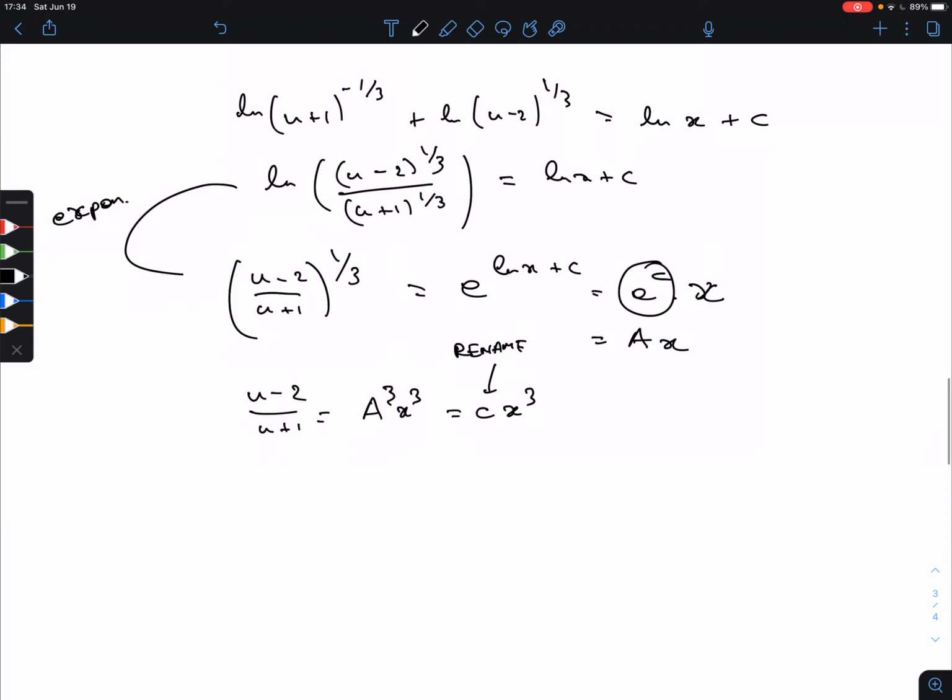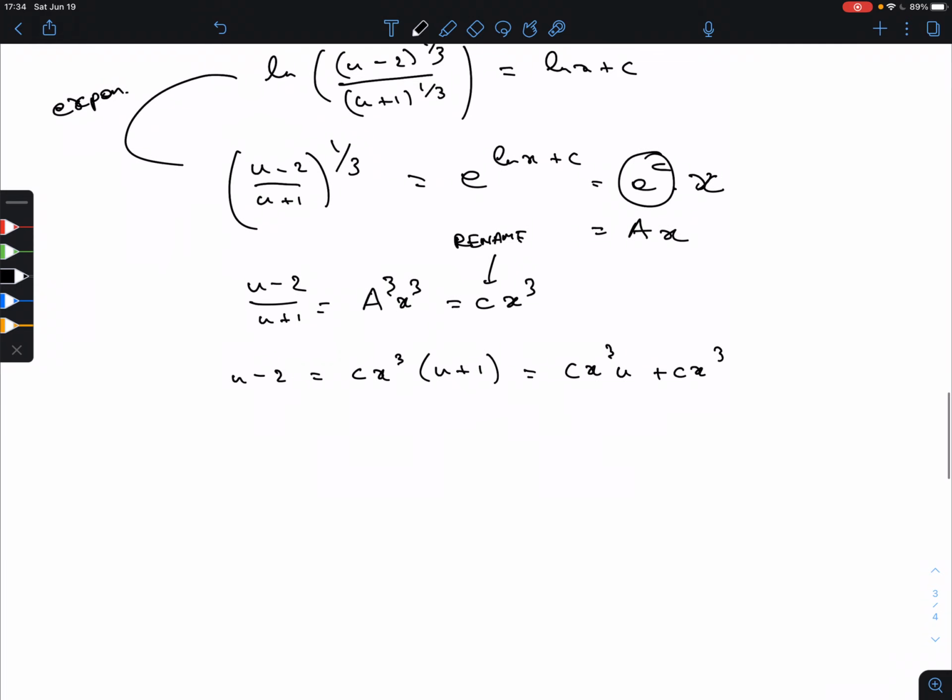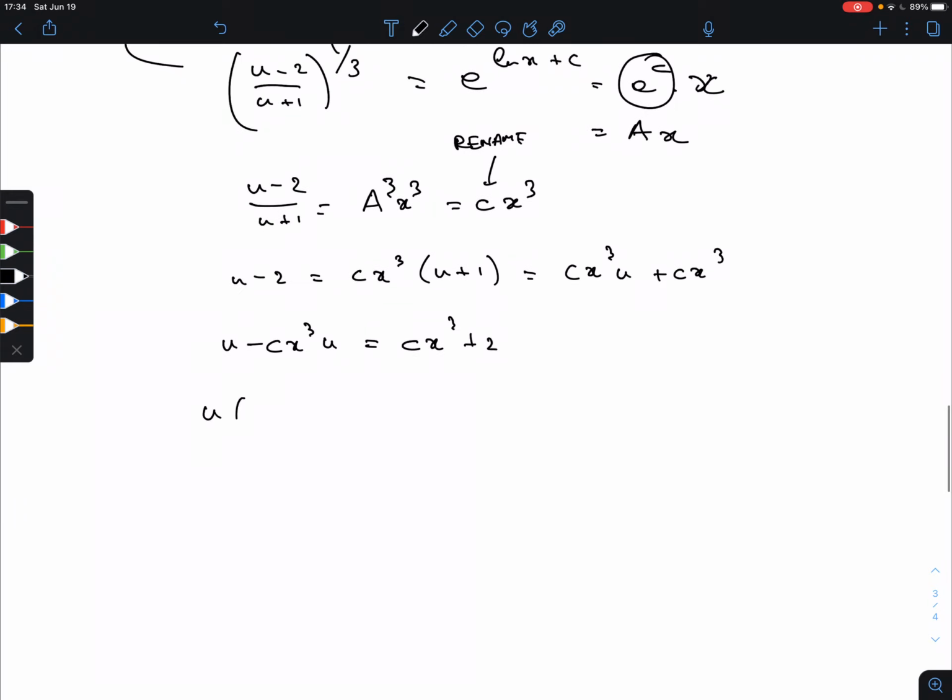Are we done? Not really, because we still have to solve. So here's u minus 2 is equal to c x cubed times (u plus 1). We expand, that is c x cubed u plus c x cubed. And then bring the u terms to one side. u minus c x cubed u equals c x cubed plus 2. So now we can solve for u. That is u times (1 minus c x cubed) equals c x cubed plus 2. So u is equal to (c x cubed plus 2) over (1 minus c x cubed).